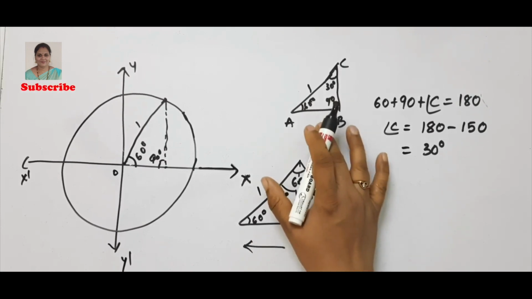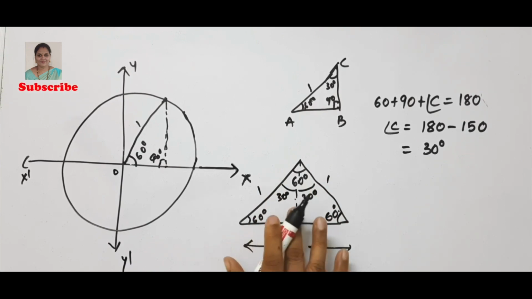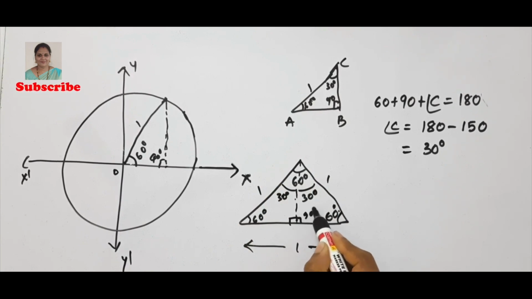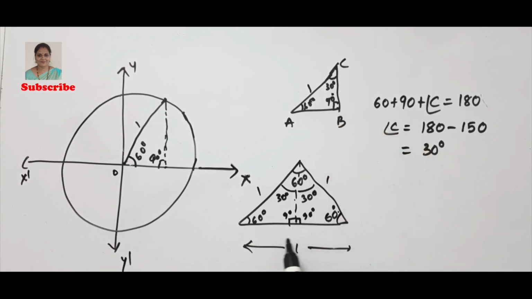Okay, this triangle is similar to this triangle, is it not? Here 60 is there, here 30 is there, and here 90 degrees is there. So this is 90 and this is 90, so here also 90 degrees is there. So this triangle is similar to this triangle.